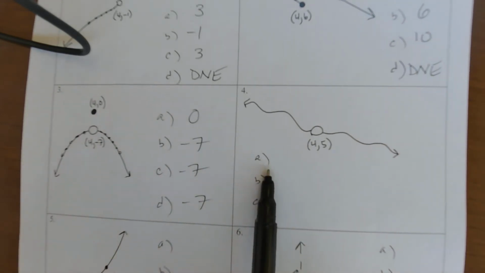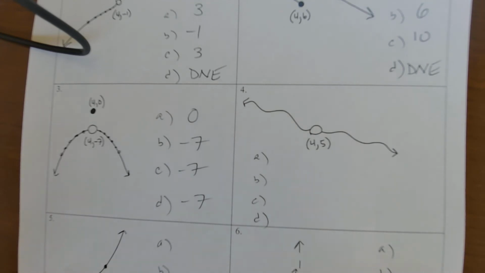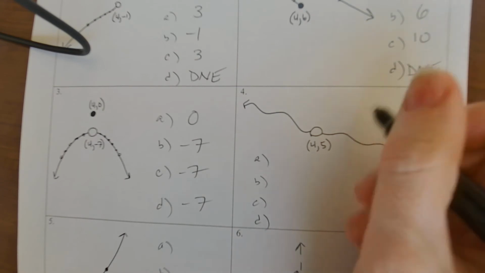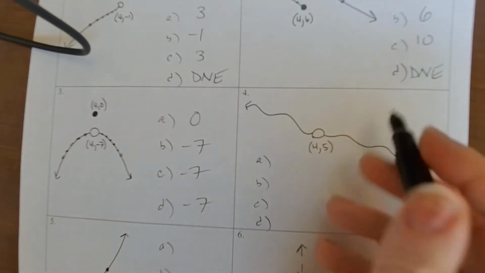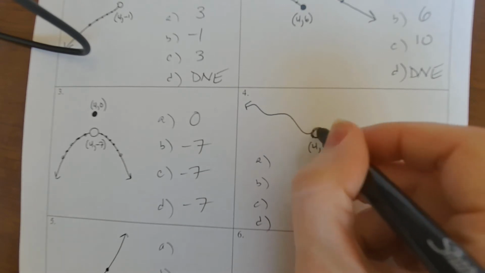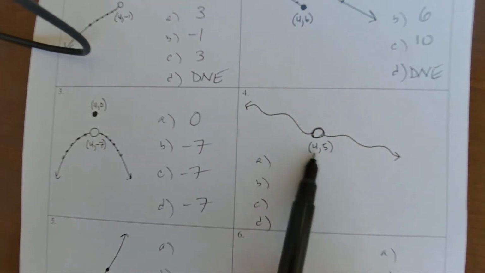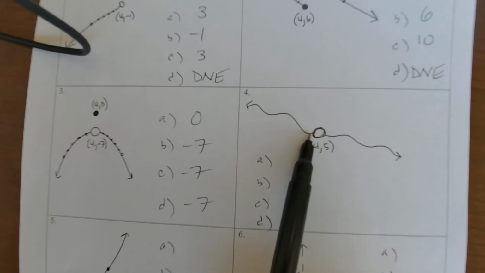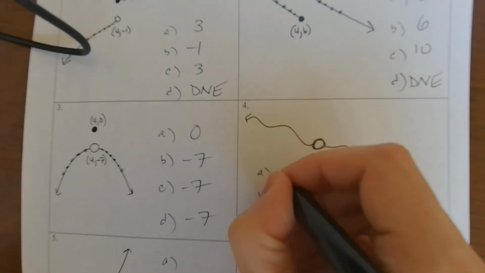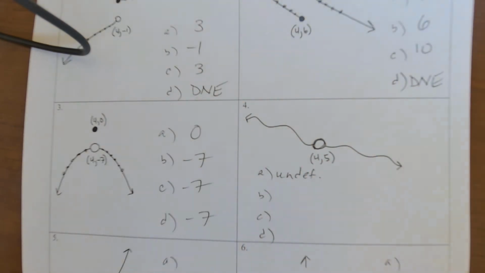Now part A. So what is f of 4? When x is 4, y is, guys, it's not 5 because this empty circle is at the location 4, 5, but there's a hole in the graph there, which means it's undefined. So you could say does not exist, or you could say undefined. I'll say undefined.